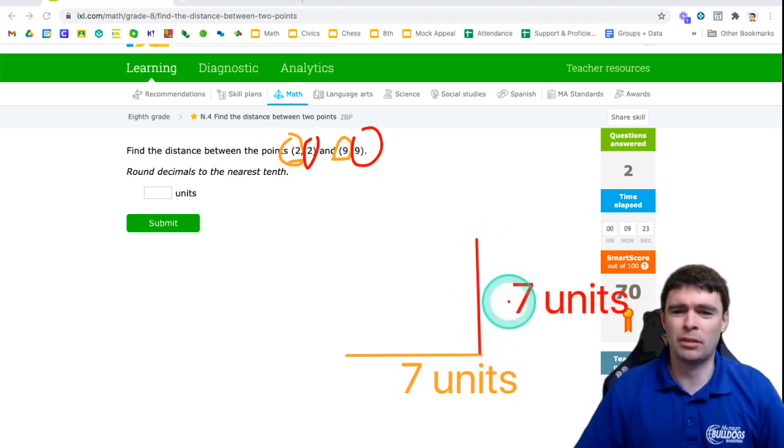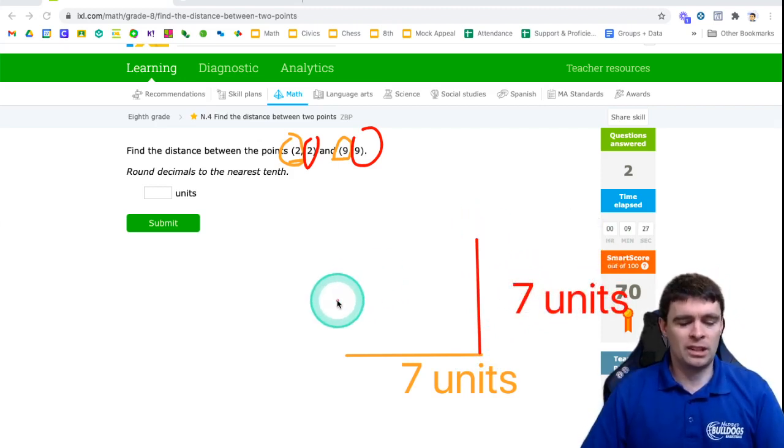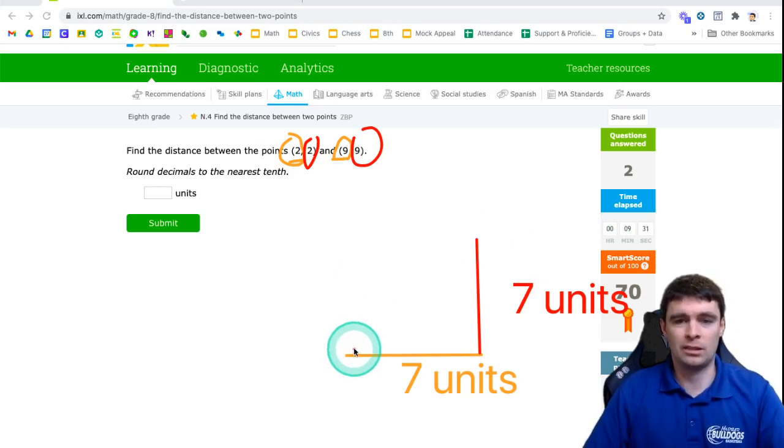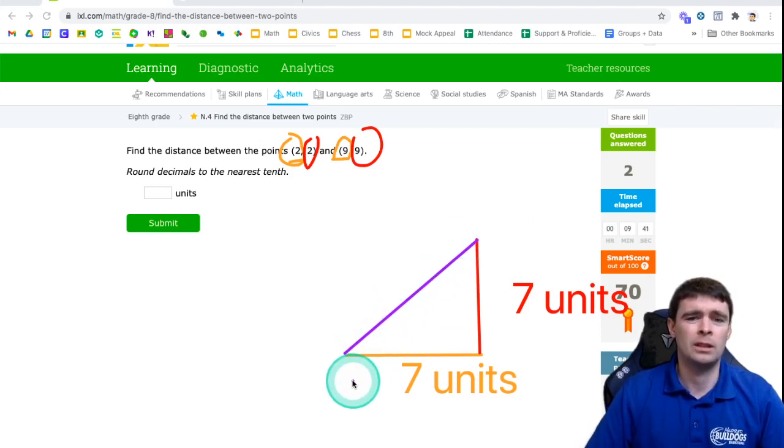And that should be a perfect right angle. I didn't do my best job there. Sorry. And then what's connecting them is going to be our hypotenuse. I'm going to put that into purple, since we already used the red color. That's what we really want to know here. Those are the 2 points. From 2 and 2 to 9 and 9, this is what it would look like on a graph.